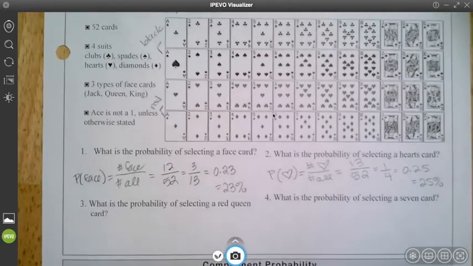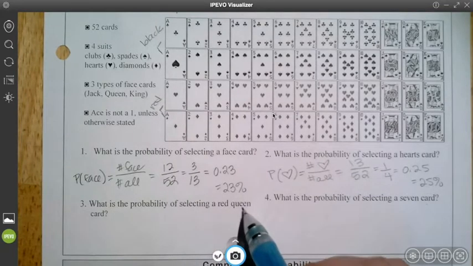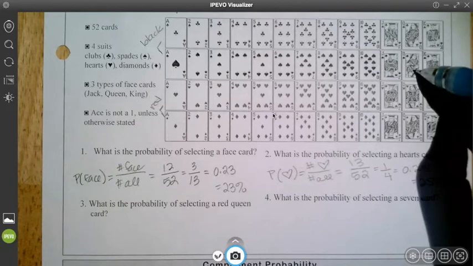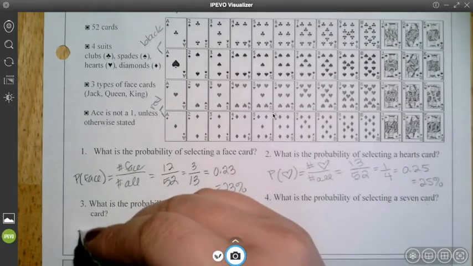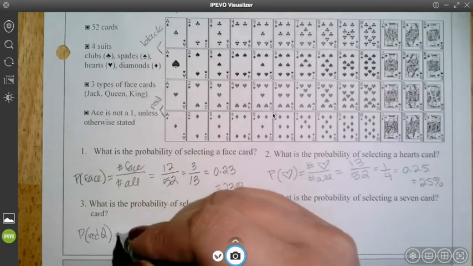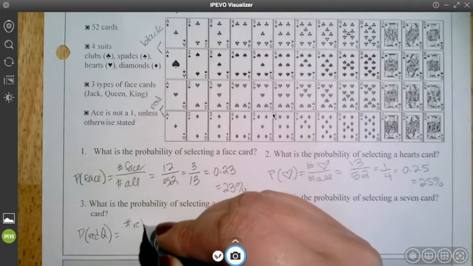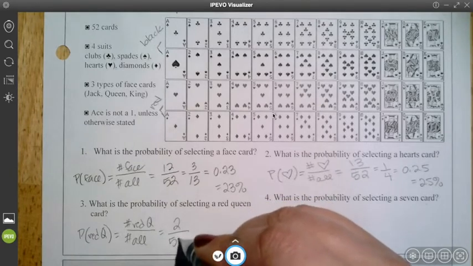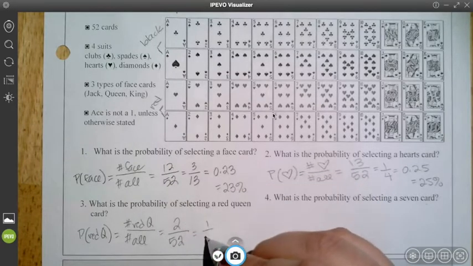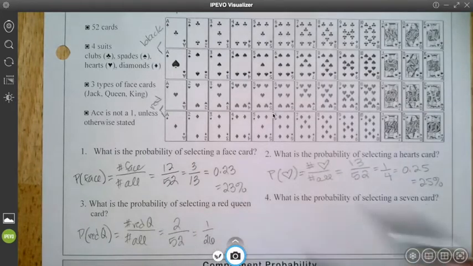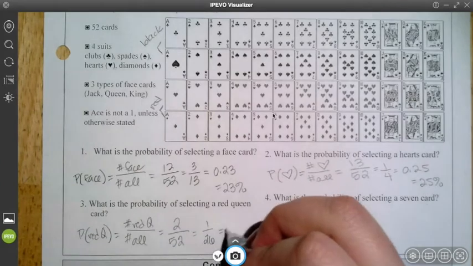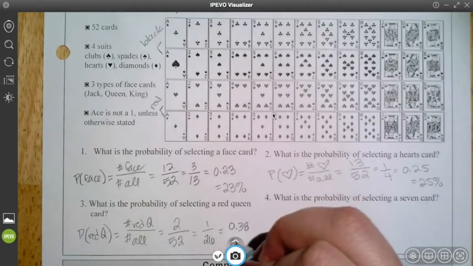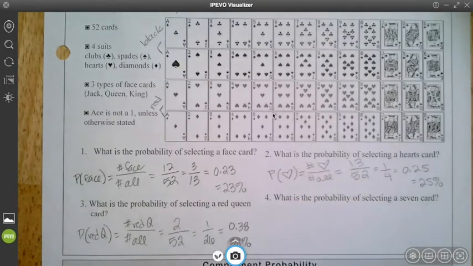Okay, example 3, or question 3. What is the probability of selecting a red queen? So if we look at our queens, these two are black queens, these two are red queens. So probability of red queen. So we want to know how many of them are red queens out of all of them. We have 2 red queens out of the 52 card deck, which is 1 over 26, which is 0.38 or 38%.